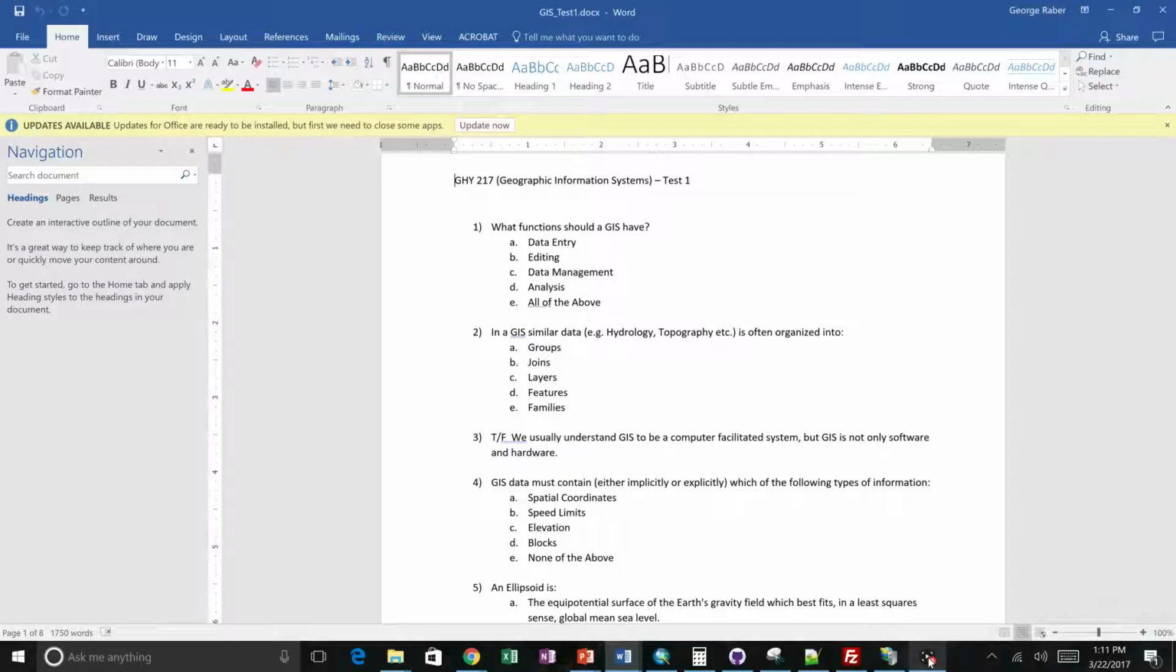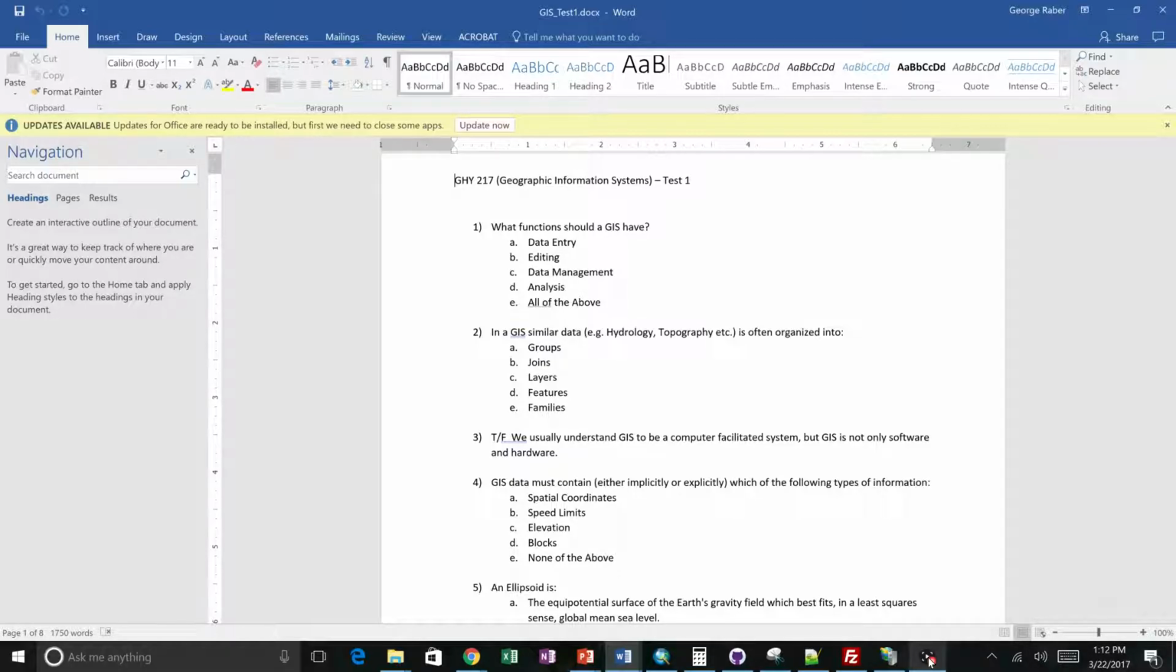Number 5, an ellipsoid is, the correct answer is C, a mathematically derived surface that approximates the Earth's shape. The only thing really wrong with B is that it's not a sphere, it's an ellipsoid, so it's not spherical shaped. A describes a geoid, which is not the same thing as an ellipsoid. And then D was just something I threw in there with some words. E is none of the above, and C is the correct answer. So E is not correct.